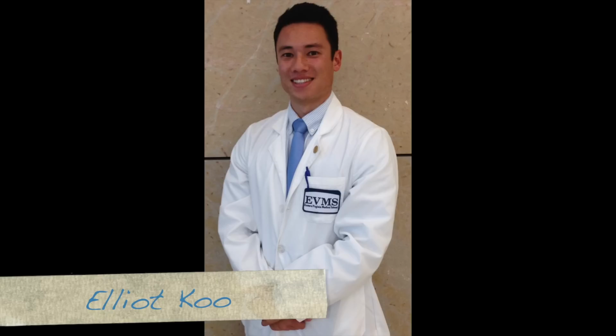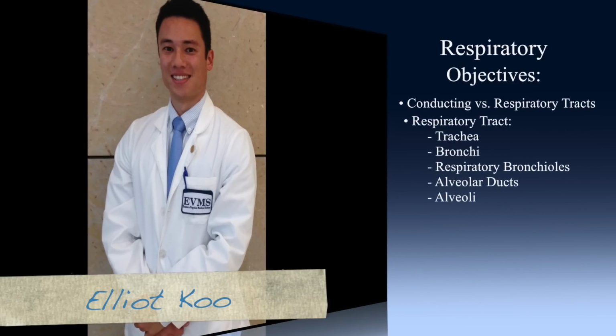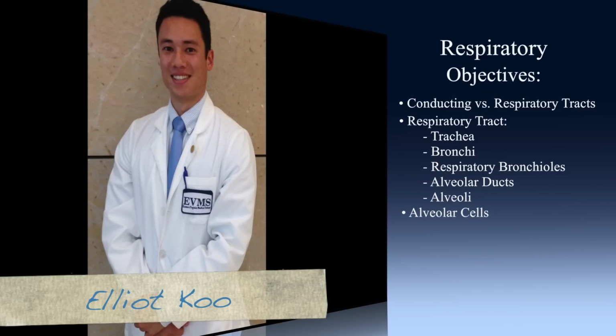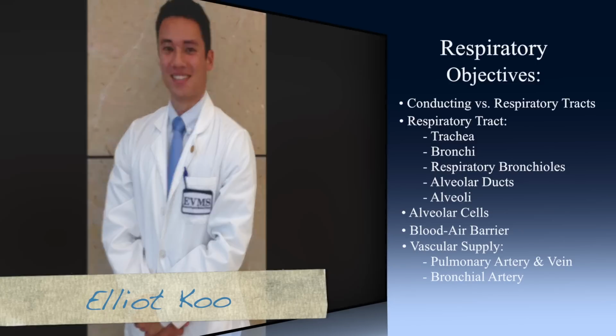Today we will: 1. Cover the basic components of the conducting and respiratory portions of the respiratory system. 2. Identify the trachea, bronchi, respiratory bronchioles, alveolar ducts, and alveoli. 3. Differentiate the various alveolar cells. 4. Name the cellular and structural elements that form the blood-air barrier. And 5. We will discuss the vascular supply of lungs and be able to identify the pulmonary artery, pulmonary vein, and the bronchial artery on the basis of location and structure.